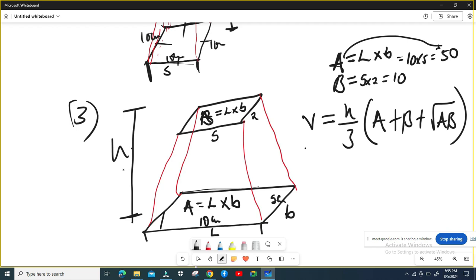You substitute. Where there is A, you replace it with 50. Where there is B, you replace it with 10. And then here, be careful, because this is the square root of A times B, which is 50 times 10, which is 500. H, you write the height which is there. Then you are home and dry. 6 marks is yours.